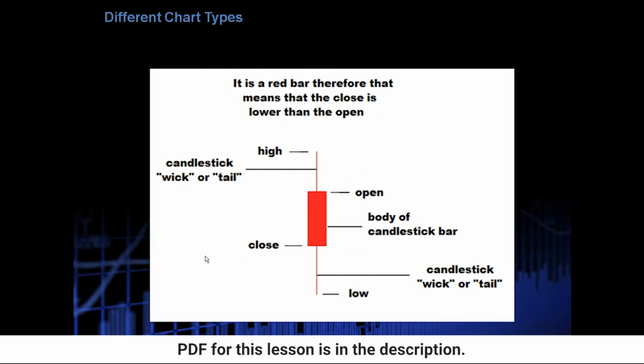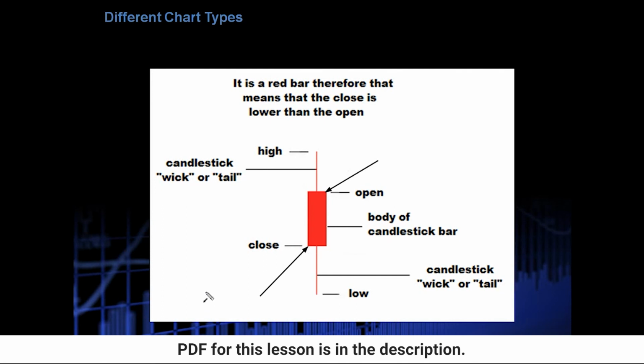So here's the red bar. Everything is exactly the same. We've got the highest price that the currency went to in this time period, the lowest price, which is the low of the bar. We've got the close and we've got the open. Now notice how when the bar is red, the top of the body of the candle is the open price and the bottom of the body of the candle is the close price. That is because it's a red bar.